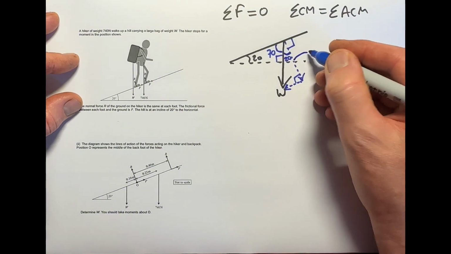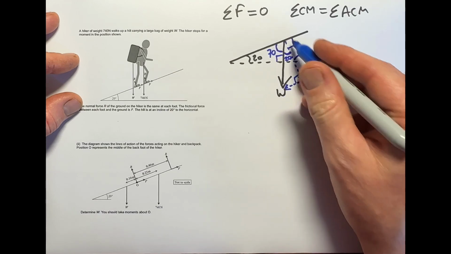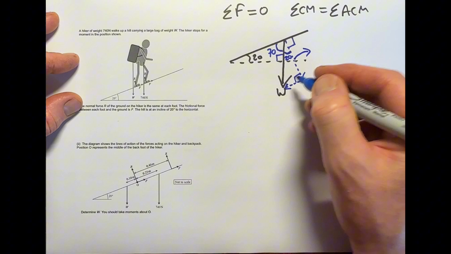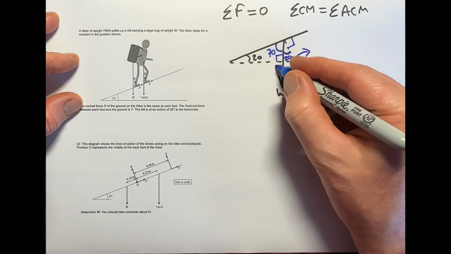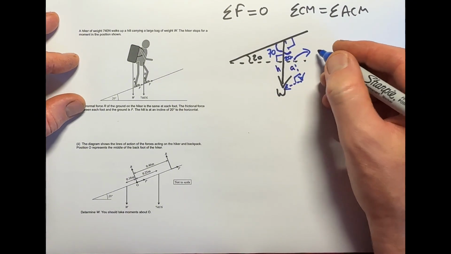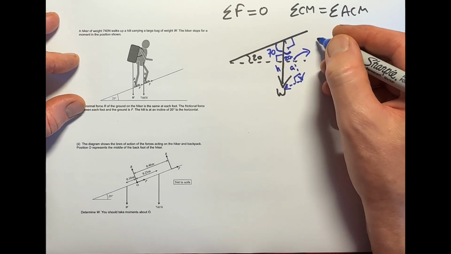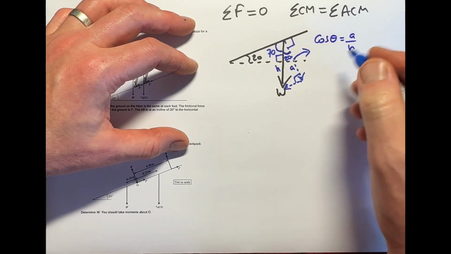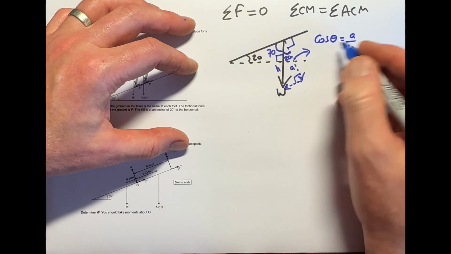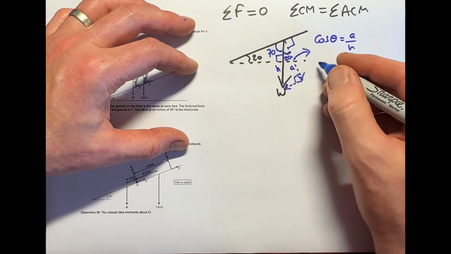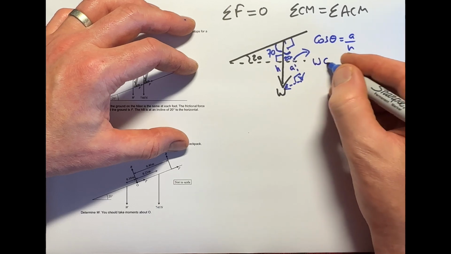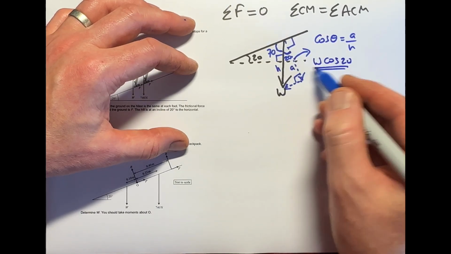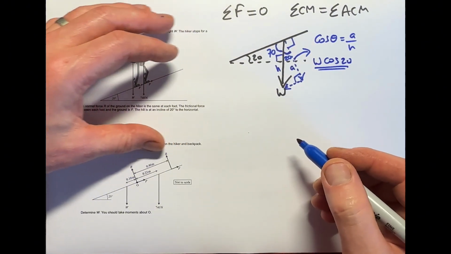If we want to work out the component of W that is perpendicular to the slope, we're just going to use trigonometry. This is a right-angled triangle. This forms the adjacent, this forms the hypotenuse. So we're going to use cos theta. Cos of theta is equal to the adjacent over the hypotenuse. So we're trying to work out the adjacent. It's going to be h cos theta, and h is W. So the component of W perpendicular to the slope is W cos 20.